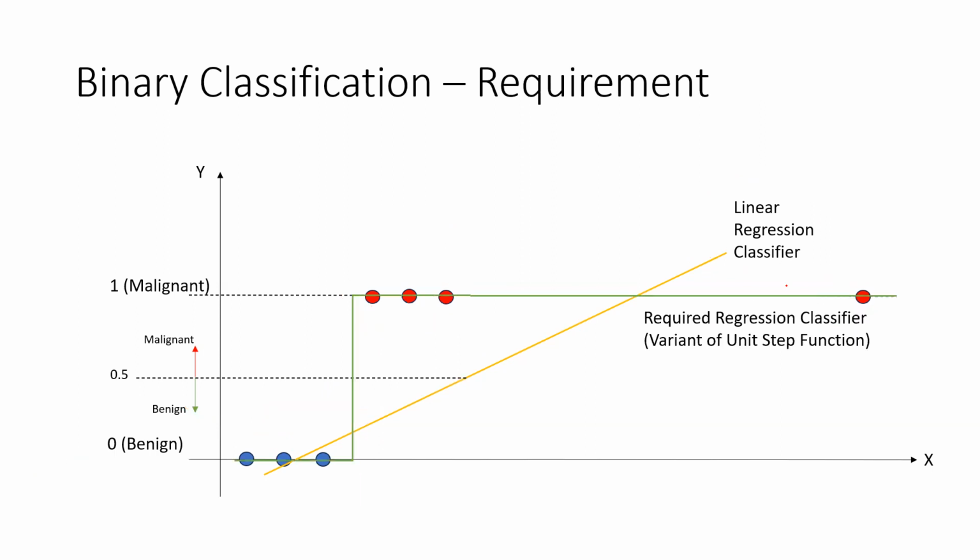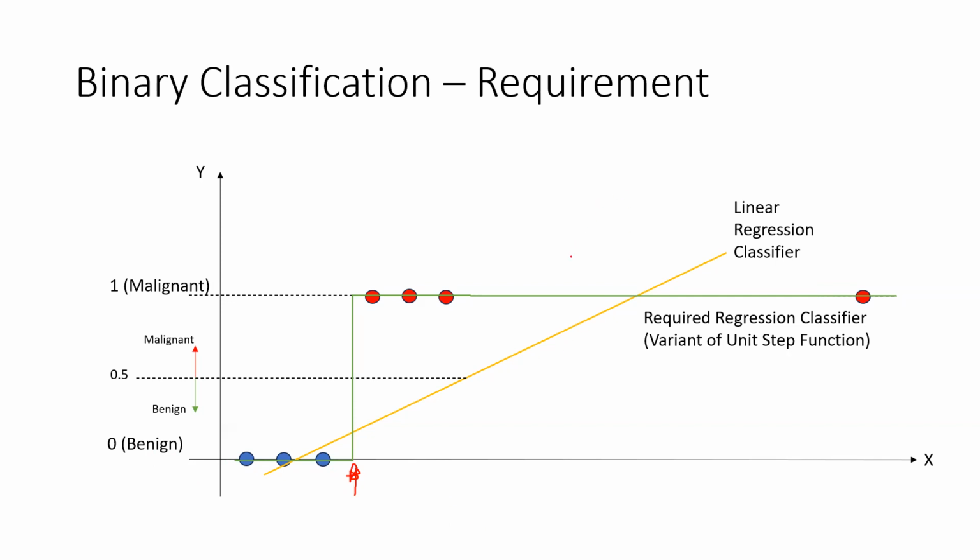So this is what we should have, right? Now look at this green line. This green line is what we really want. If this point is greater than this particular x value, it should be specified as malignant. Otherwise, if it is lesser than this point, it would be considered as benign. That is exactly what we want.